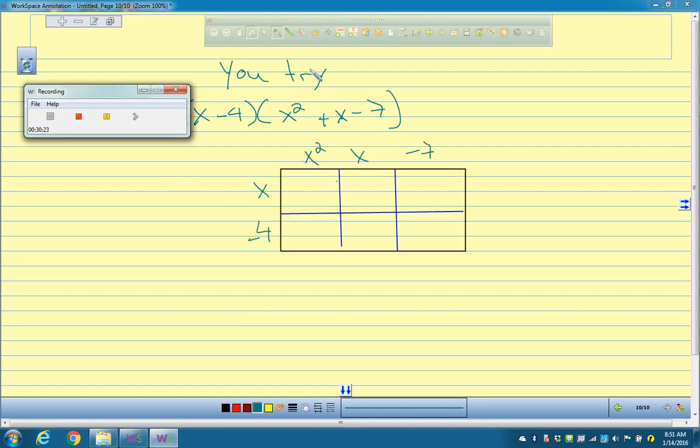Whoops. Let me just do this with you. X squared times x, you want to set it up like this. So you get x cubed there, x squared there, minus 7x. X times this gives you minus 4x squared. This times this gives you minus 4x. And this times this gives you plus 28.